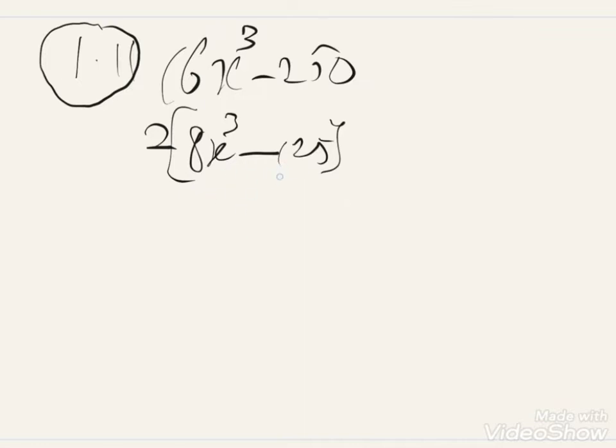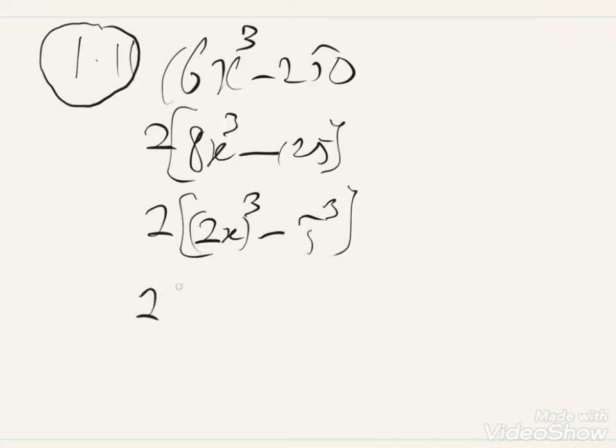I can now factorize the one inside the parenthesis. I have 2 bracket, reducing 8 to 2x all with power 3, because 2 with power 3 is 8. Then minus 5 cubed. 5 with power 3 is 125. Then we can now factorize. So we have 2.